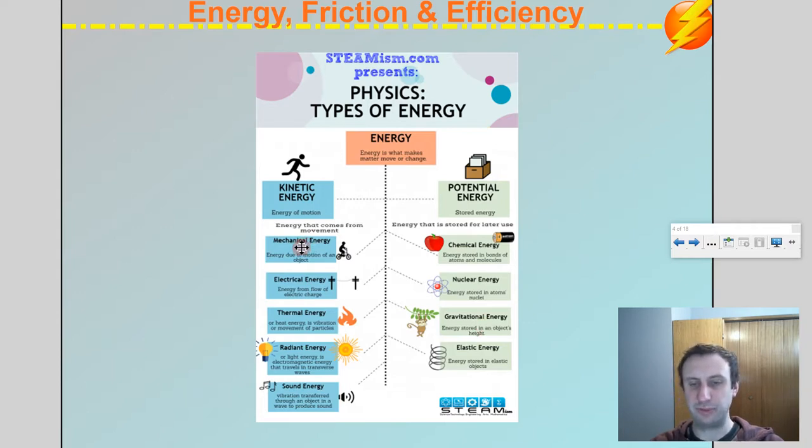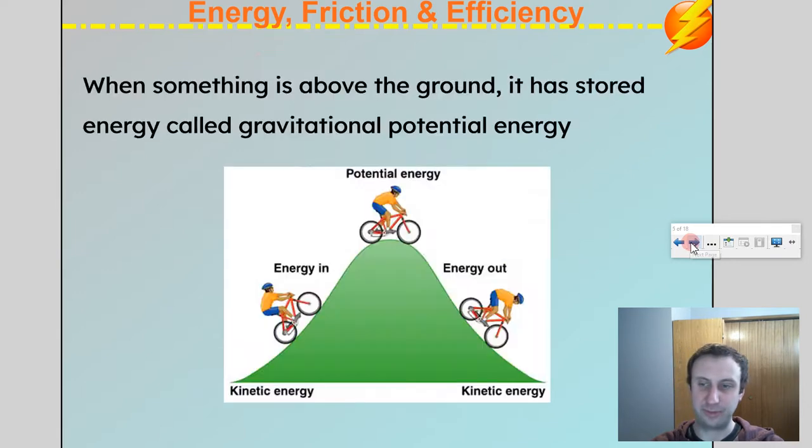Sometimes, because we use these so much compared to the different types, we just call them potential and kinetic. When we talk about kinetic, we're talking about moving things, and when we talk about potential, we're talking about stored energy, normally due to gravity.